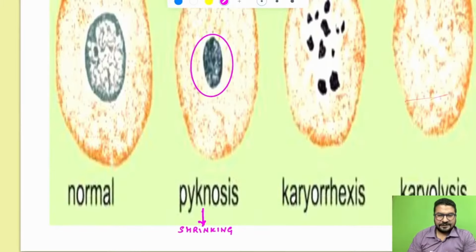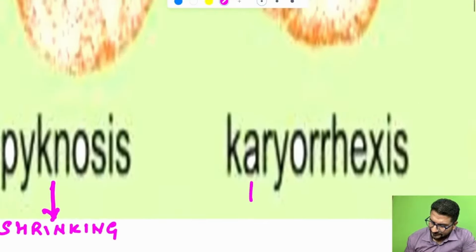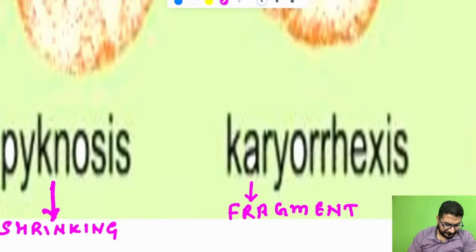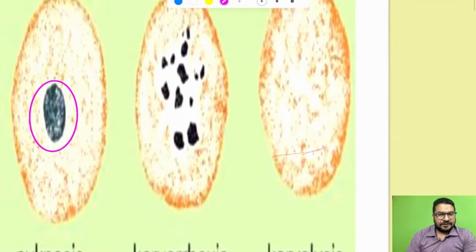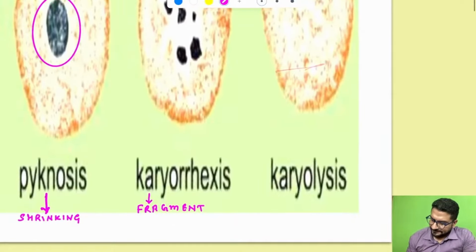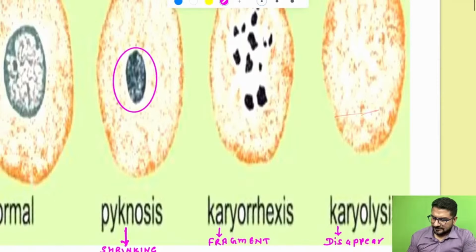Now when the nucleus will be fragmented into pieces, अगर nucleus के 4-5 टुकड़े हो जाएंगे, this fragmentation is called karyorrhexis. So nucleus fragmentation is called karyorrhexis. And third is karyolysis, means you can notice nucleus गायब ही हो गया. There is no nucleus. So the nucleus disappears. So when the nucleus disappears, we call this karyolysis. So these are pycnosis, fragmentation, or karyolysis.